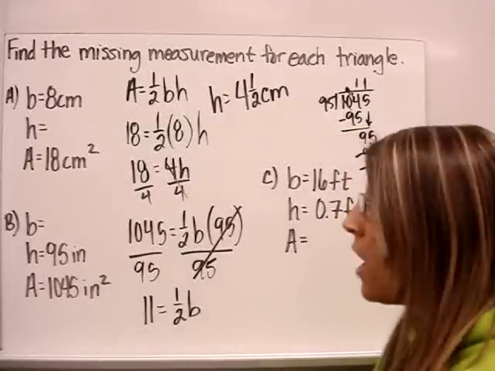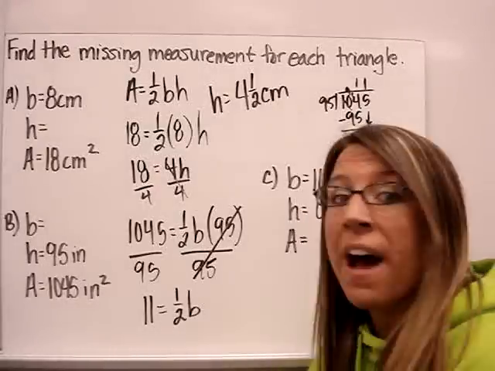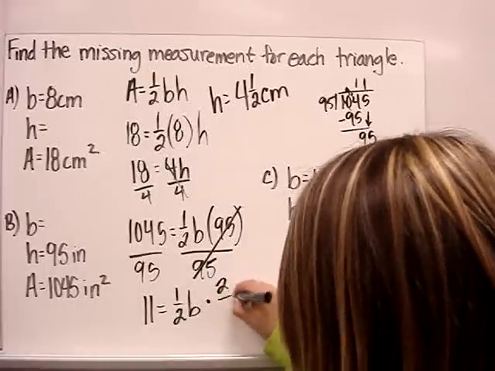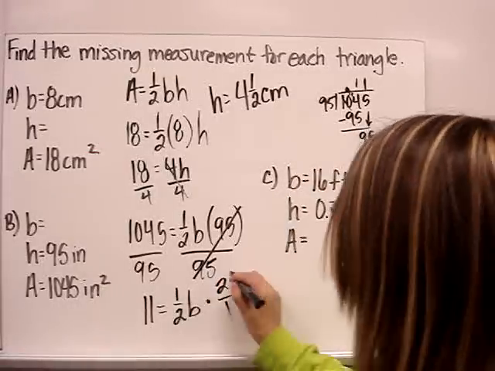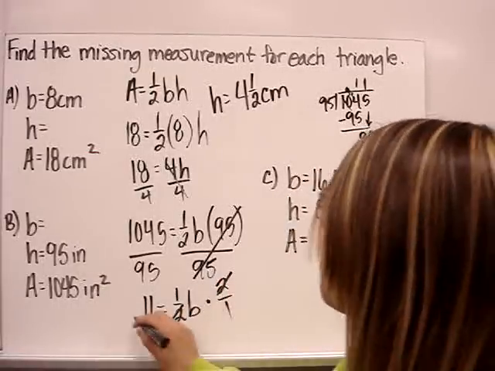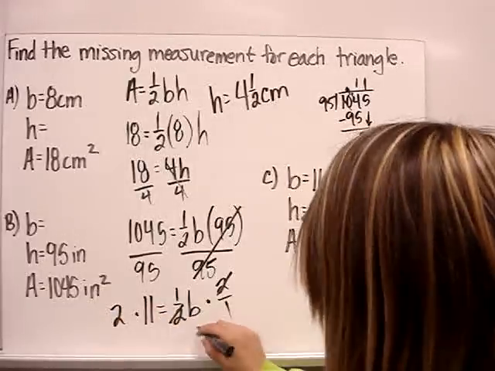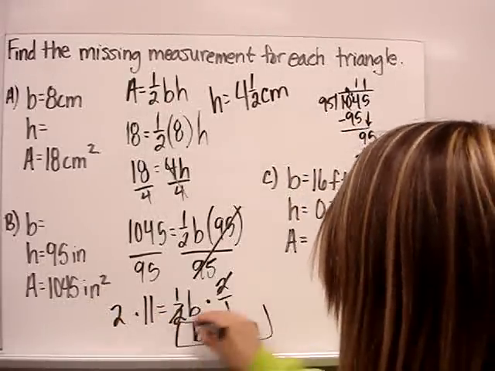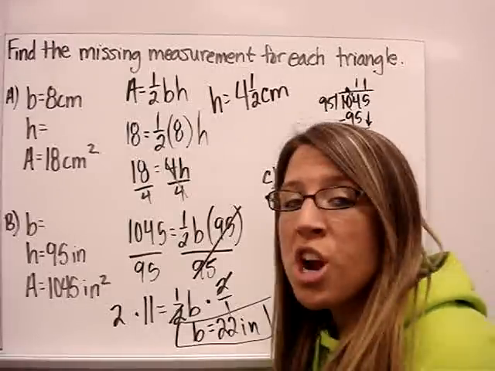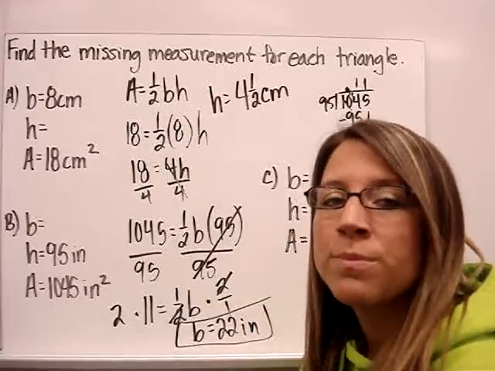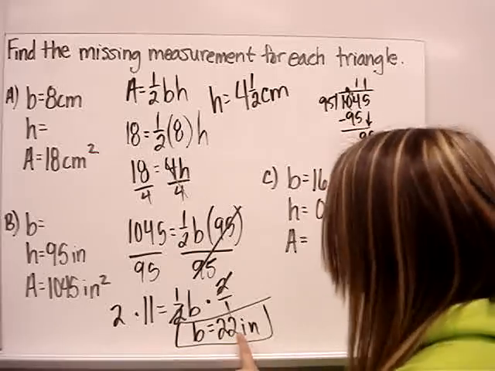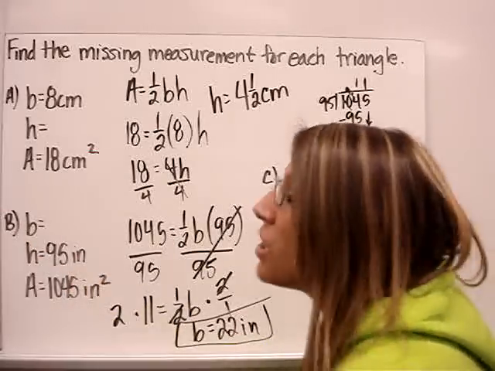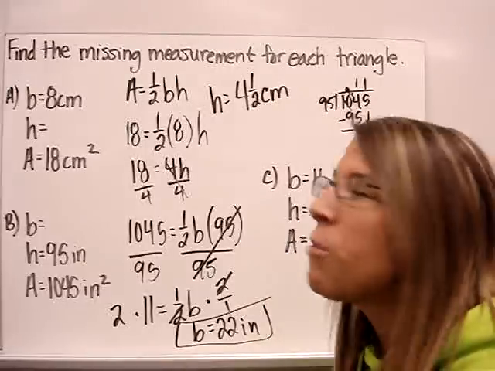Well, how do I undo 1/2 times B? I divide by 1/2. Dividing by 1/2 is very similar to multiplying by 2, right? Multiplying by 2 over 1. That cancels, leaving me with B. So times 2. B, the base of this triangle, is 22 inches. If you aren't sure and you don't believe me, what can you do? Check it. Put this in for B, put this in for H, 1/2 base times height, and you should get 1,045. See if I'm right.